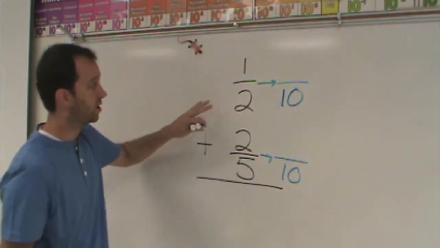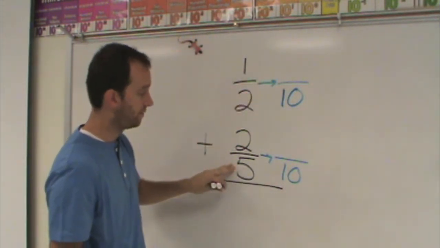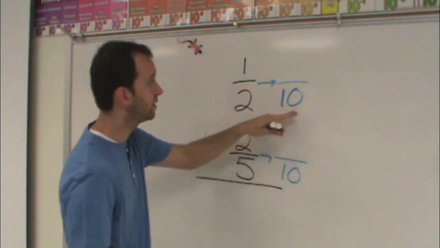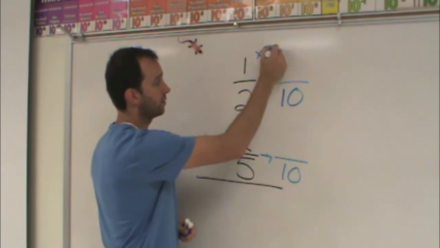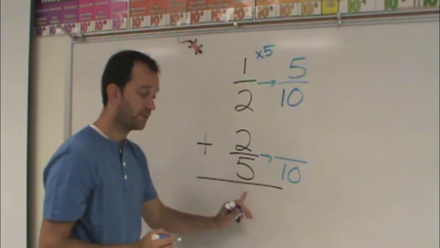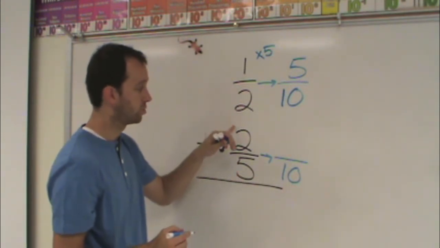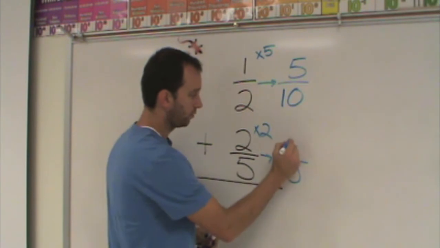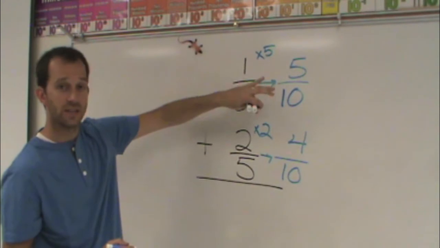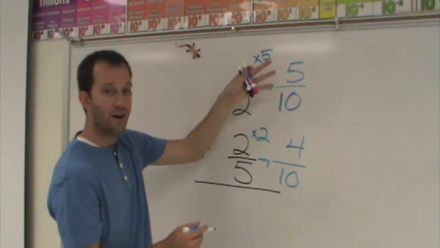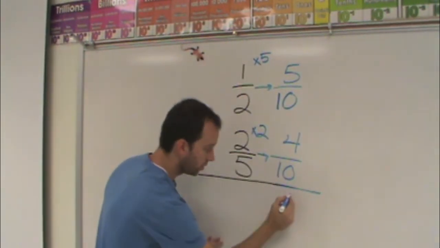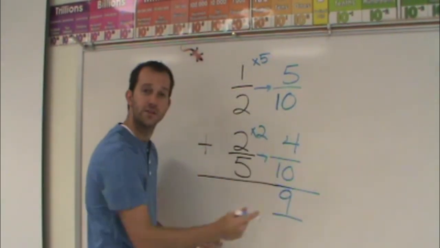I'm going to change my fractions from halves to tenths and fifths to tenths. I had to multiply 2 by 5 to get to 10. So I'll multiply 1 by 5 to get 5 tenths. Same process down here. 5 times 2 is 10, so 2 times 2 is 4. Once I have these common denominators, 5 tenths and 4 tenths, I can now add the numerators to get my answer. 5 plus 4 is 9, the tenths remain the same.